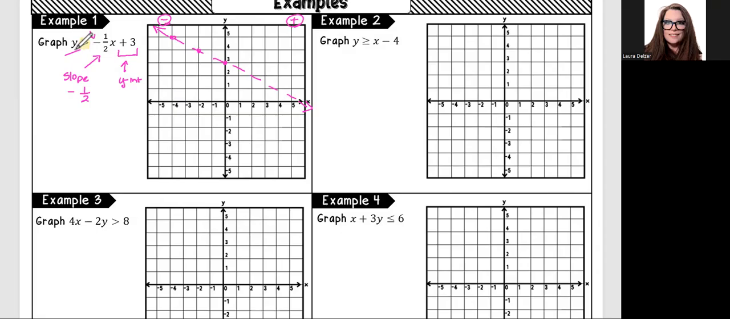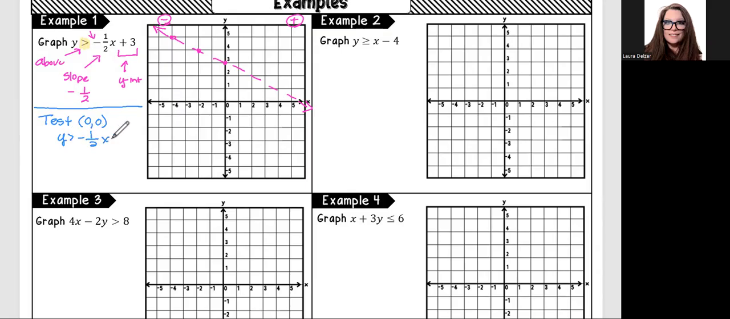If we remember the rule, it says we're going to shade above the line. Well, let me show you why that is. It's not just a made-up rule. There is a reason for it, and I can show you why. So we're going to test a point, and I'm going to pick the easiest point there is to test, which is 0, 0.